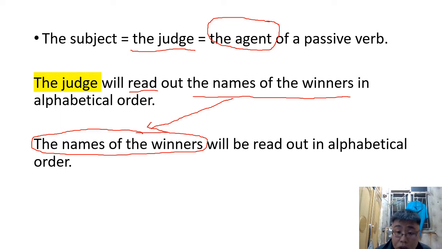And then we use the past participle of read. Although the spelling is the same, the pronunciation is different. It is pronounced as red, the red color. R-E-D. Okay.